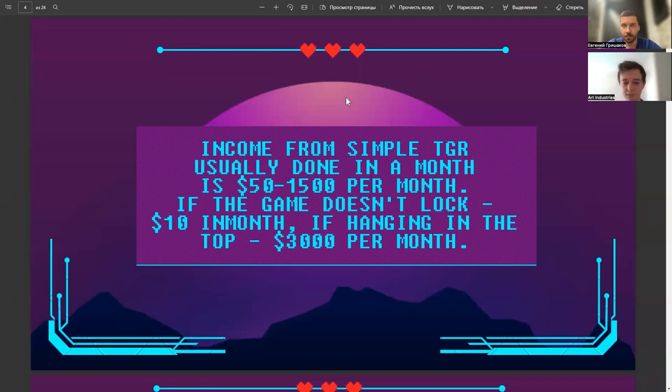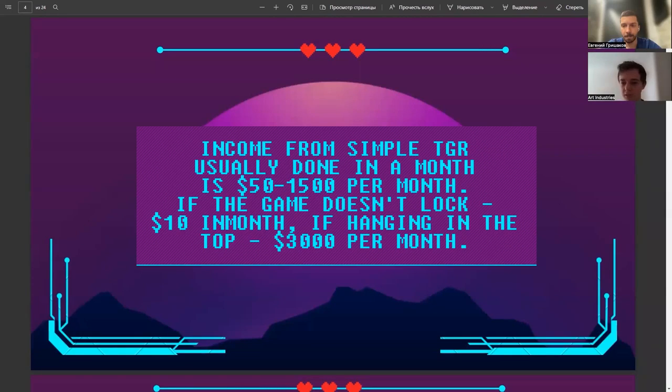If the game didn't work, it's usually $10 a month. These are some very weak projects without a niche, without anything. They are designed shabbily and usually show themselves in Google Play very, very badly. If the game is in the tops, it's about $3,000 a month. How much does a top project earn per month? We have less than this amount.